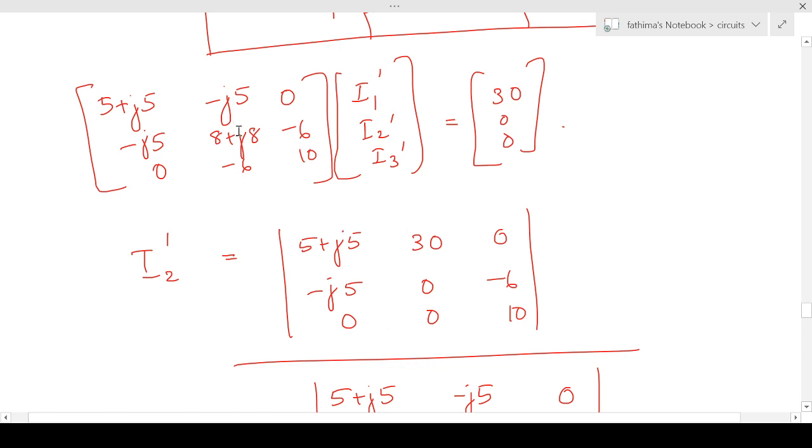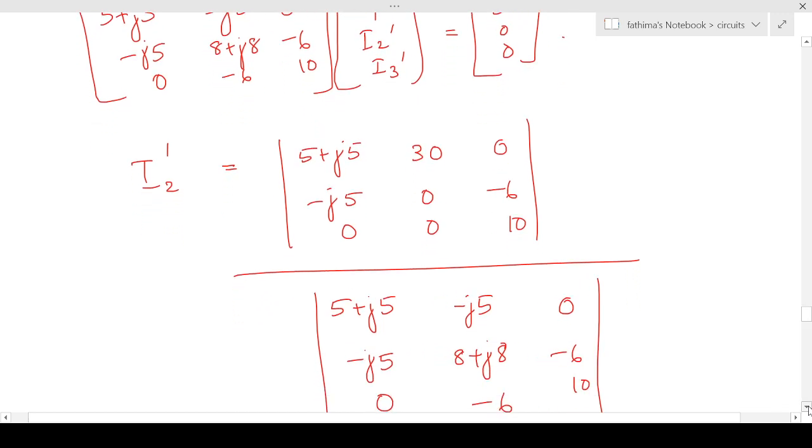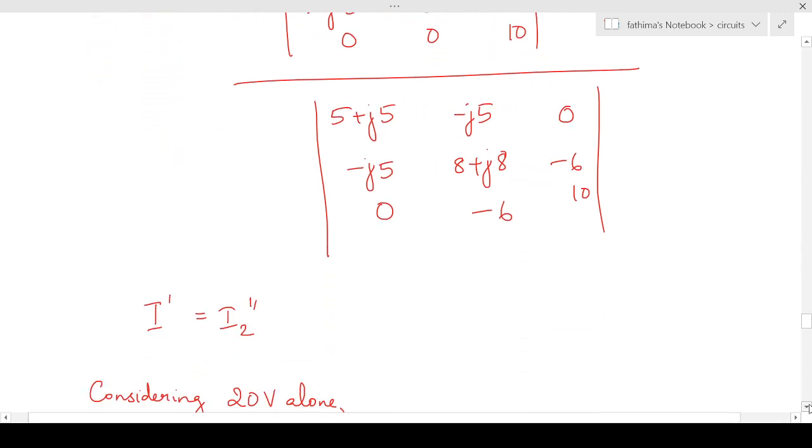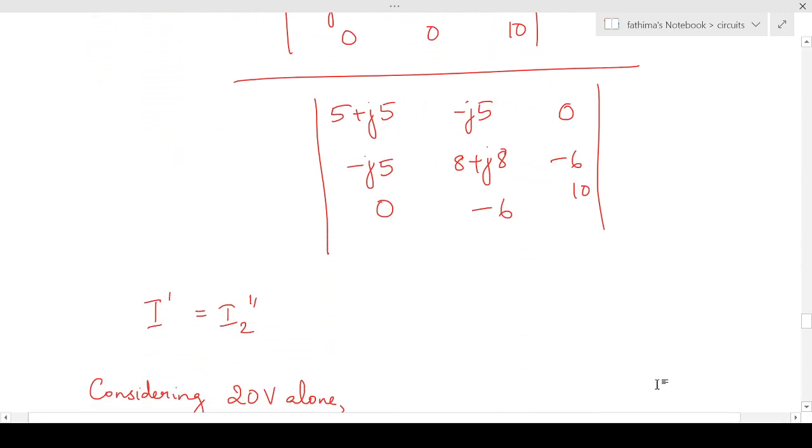So we get delta 2. I have replaced the second column with 30, 0, 0. The determinant of that divided by the determinant of the A matrix will give the value of I2 dash. So calculate I2 dash. Our I dash will be equal to I2 dash. It is not I2 double dash, it is I2 dash.